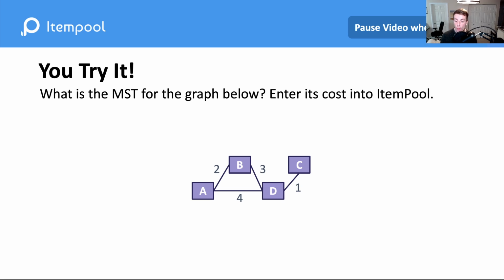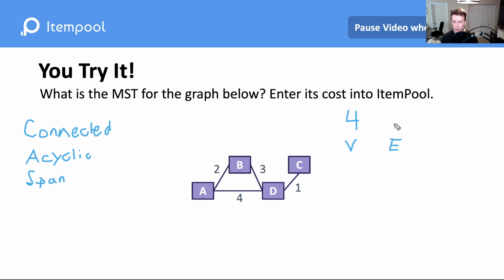Okay, so hopefully you had some time to work on this. So what I would say is, remember, for our minimum spanning tree, we need this thing to be connected. We need it to be acyclic. And we need it to span the graph. So there are lots of possible edges here. There are 4 nodes, 4 vertices. And so using that argument I used before, we know there are going to be 3 edges, V minus 1 edges.